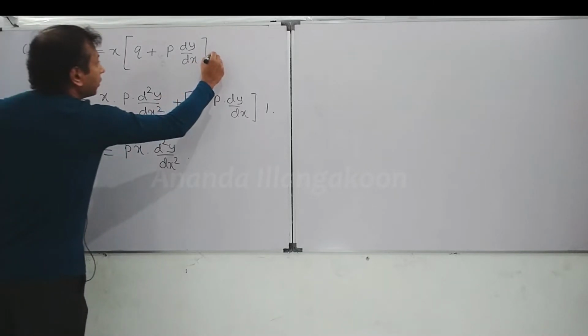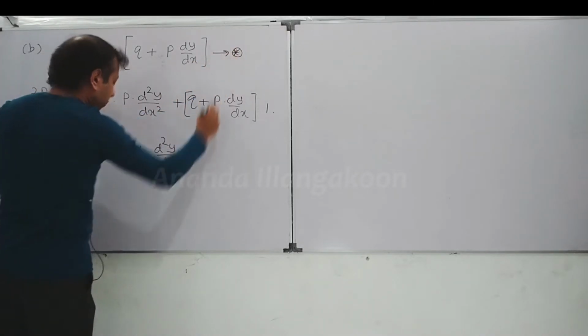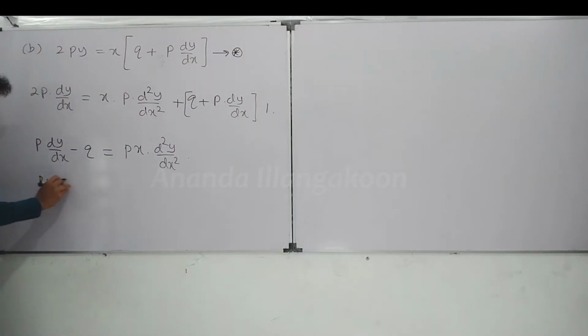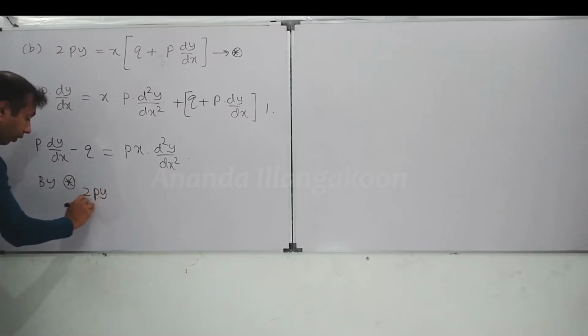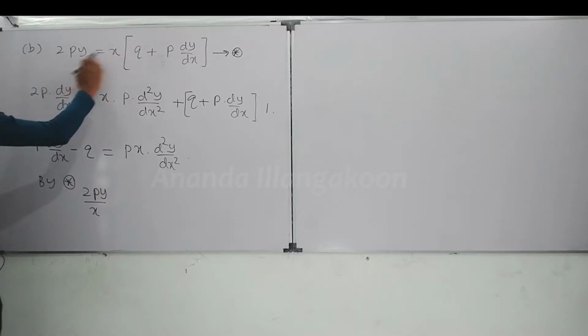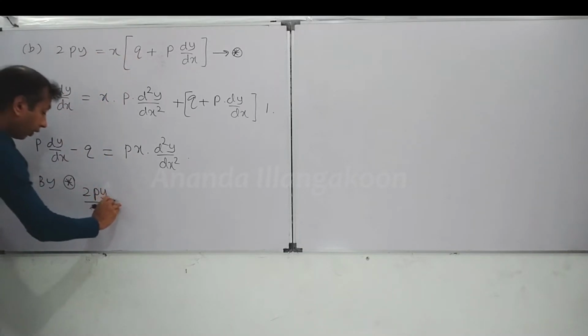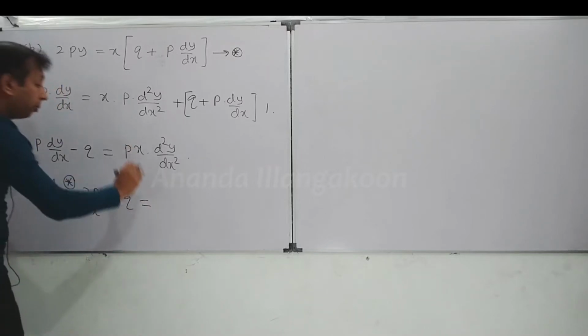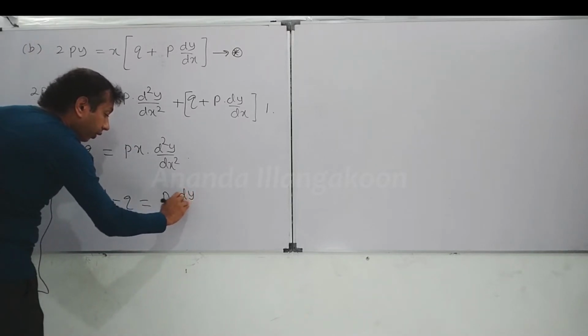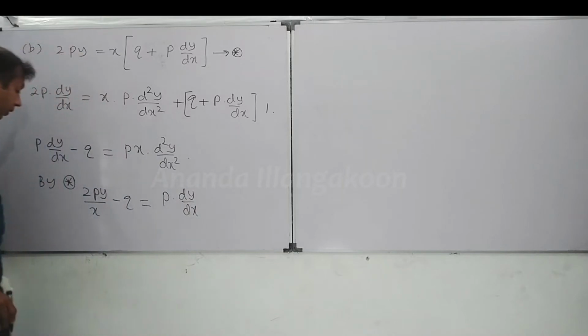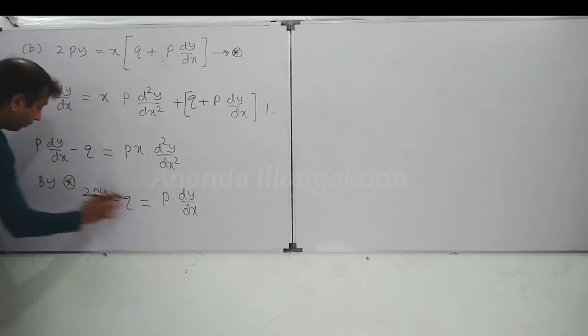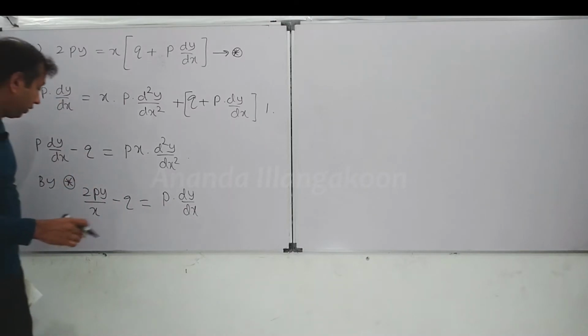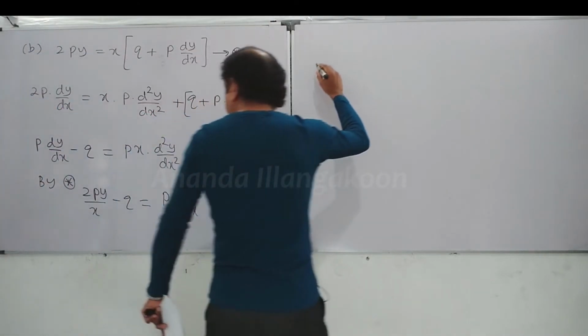If I take this as star, by star, you can write, first bring this x to the denominator on the left hand side, 2py divided by x, right, and bring this q to the left hand side, minus q is equal to p times dy by dx. Now I can substitute for this p times dy by dx, this answer, then we can simplify, you get this answer.